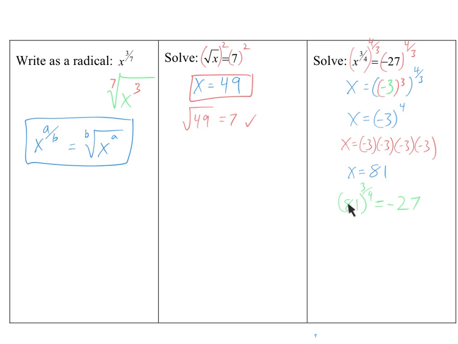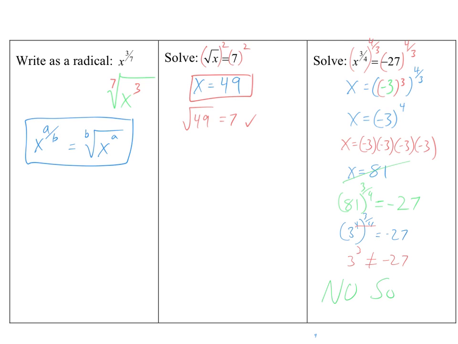Well, could you ever power something and get a negative out? That doesn't make any sense. So right now you can tell, no, that doesn't work. But some of you might not be able to tell just by looking. So what you're going to do here is you're going to take 81 and break it down. 81 is really 3 to the 4th. Does this equal negative 27? Won't those cancel? No, it doesn't. 3 to the 3rd does not equal negative 27. So guess what? This answer right here does not work.